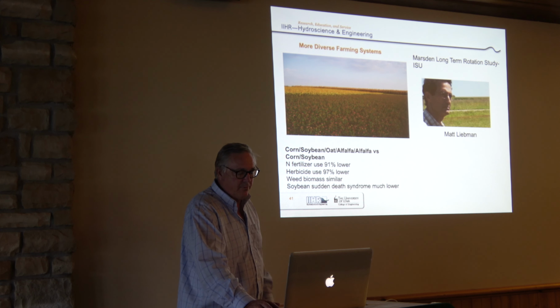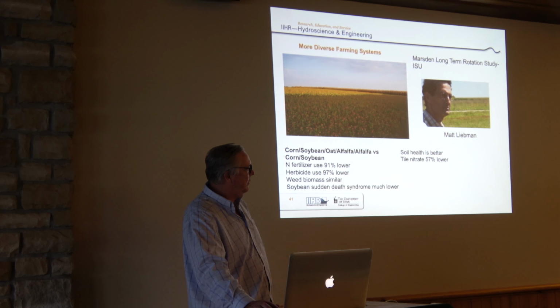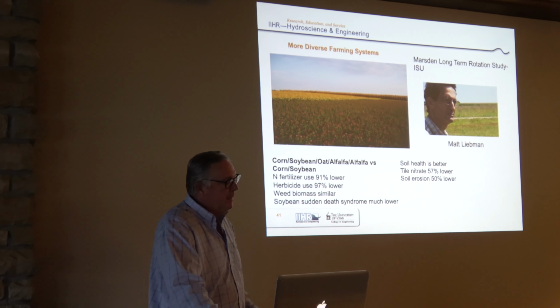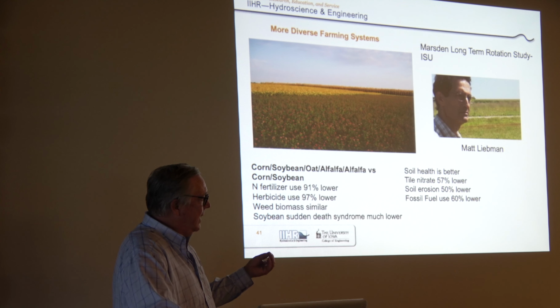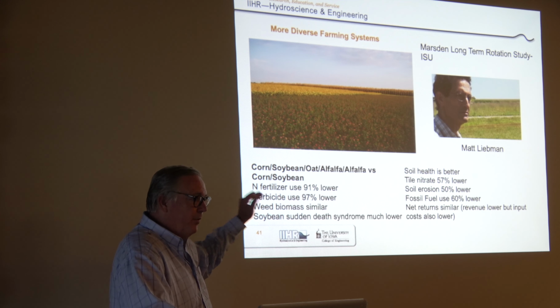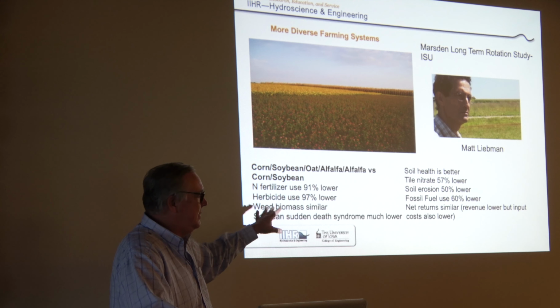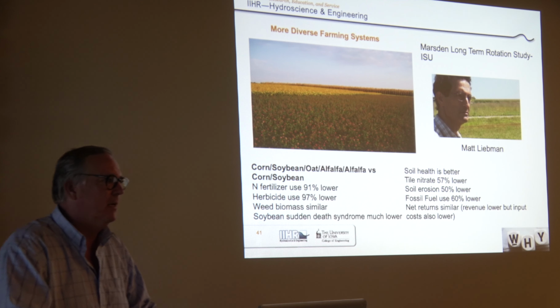Soybean sudden death syndrome was almost eliminated. The soil health was better. The stream or tile nitrate was 57% lower. Soil erosion was cut in half. It used 60% less fossil fuel. And the net returns to the farmer were similar in both of these systems. And so why don't we do this is the question.